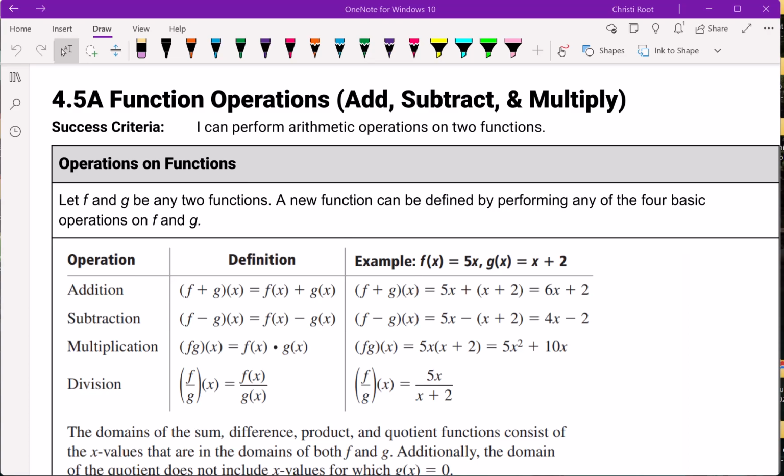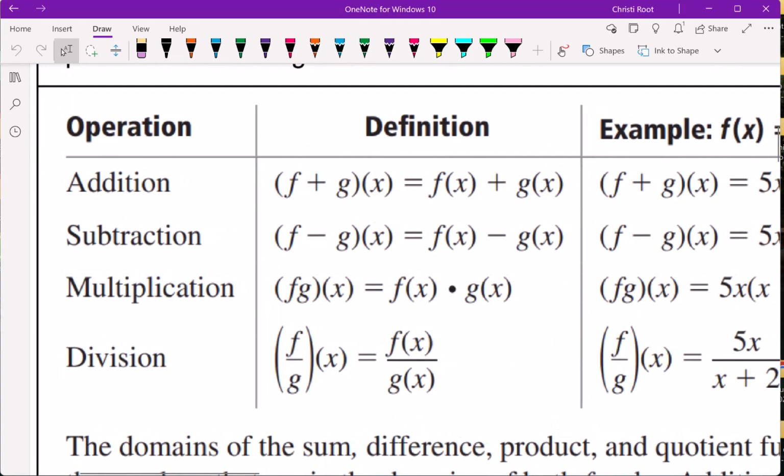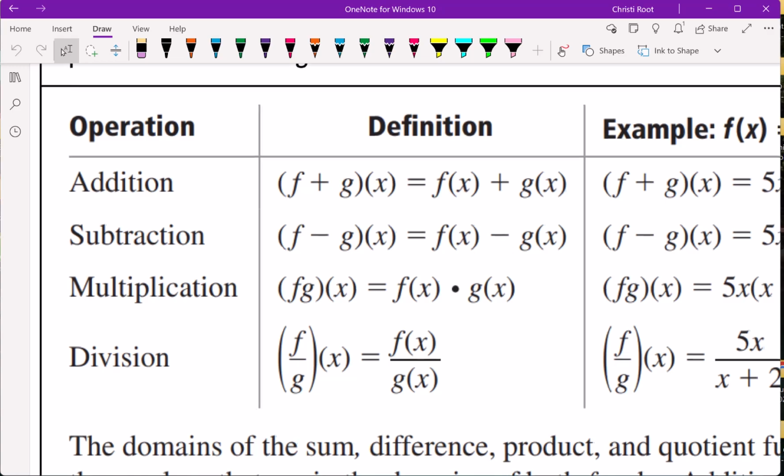So I think the most difficult part of today is just getting used to all of the definitions and talking about domain. The basics of adding, subtracting, and multiplying, you have already done all of this stuff in class in Algebra 2. So a lot of it is review, but some of it is new. So what I want to do is introduce you to the actual notation of it. So what does it look like?